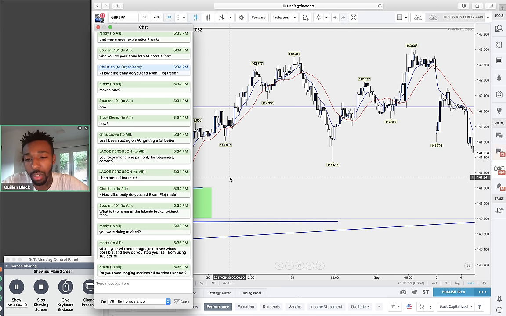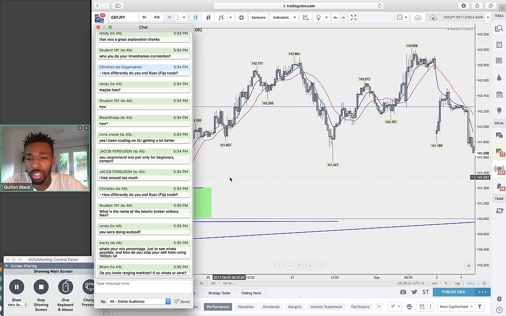What's my win percentage? My overall win percentage is probably around 70% through around 75%. That's overall, but I've had trade times when I go 30-0, 40-0 and stuff like that. You know what I'm saying? But it all depends on how much I'm trading and how aggressive I'm trying to be to make money. What's your win percentage, just to see what's different?